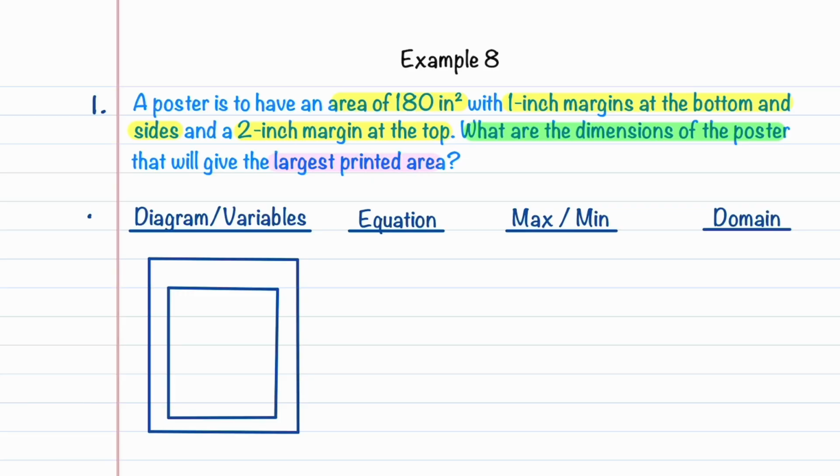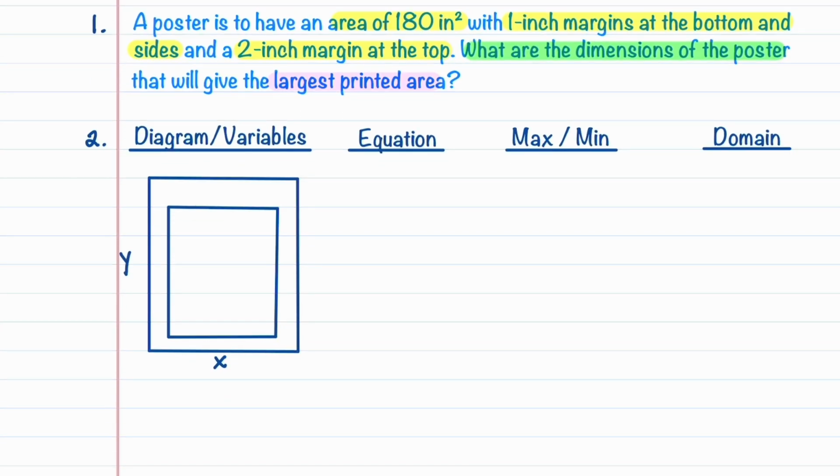Our second step is to fill in this chart that I've listed, and we'll start with the one on the left, the diagram and variables. We want to find eventually the dimensions of the poster. That's going to clue us in that we need to make the width of the poster equal to a variable x and the height of the poster equal to a variable y. Let's write that down. X is the width of the poster, and then y is the height of the poster.